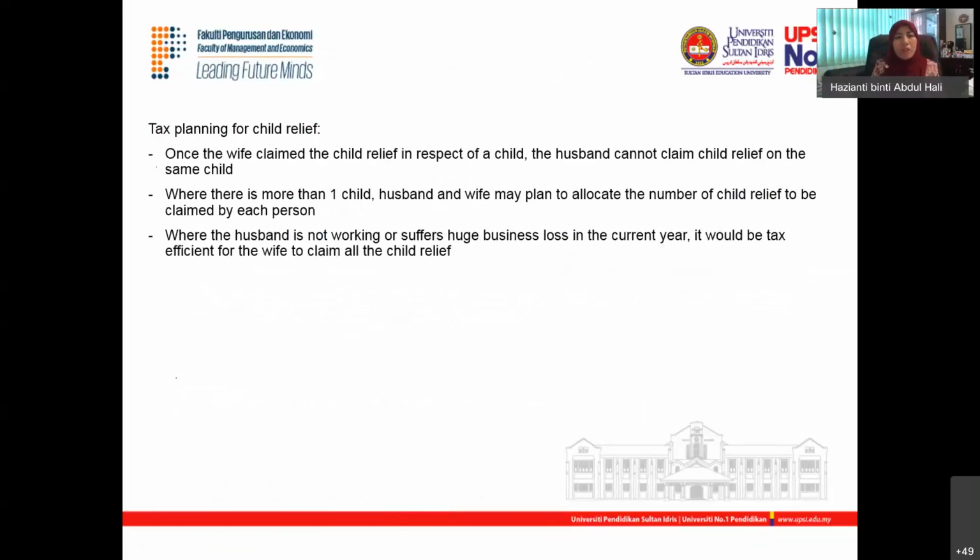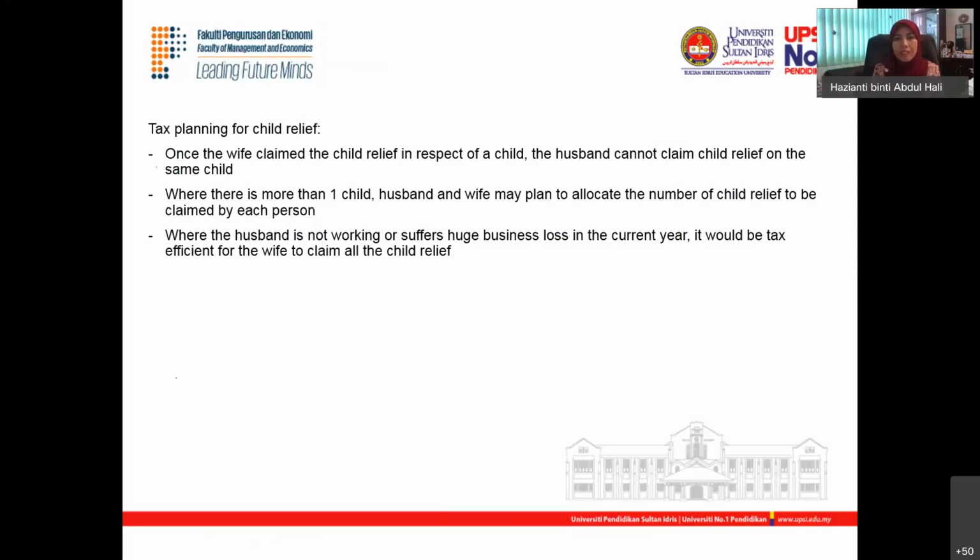Okay, so a little bit on tax planning for child relief. Once the wife claims the child relief in respect of a child, the husband cannot claim. If both husband and wife opt for separate assessment, let's say they have 4 children. The father can take all 4, or the mother can take all 4, or they can divide. One takes 2, doesn't matter.